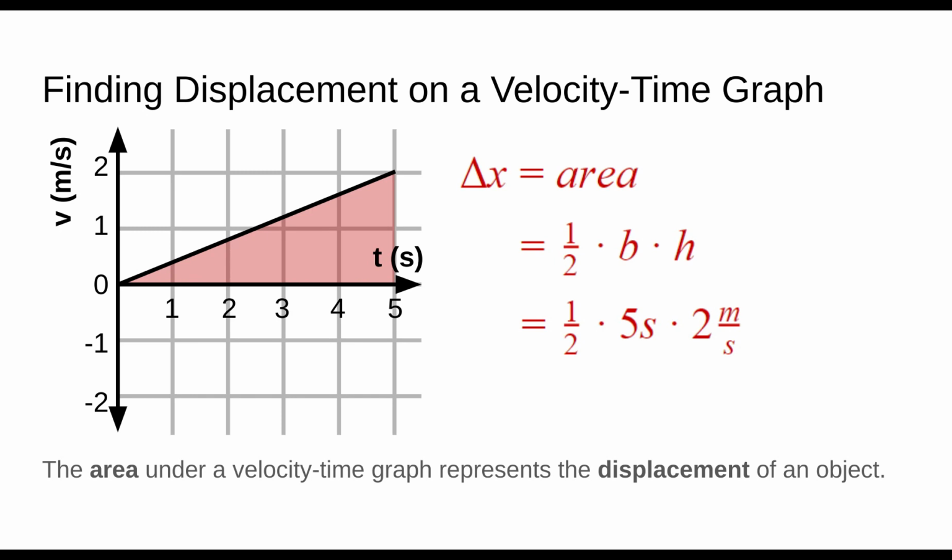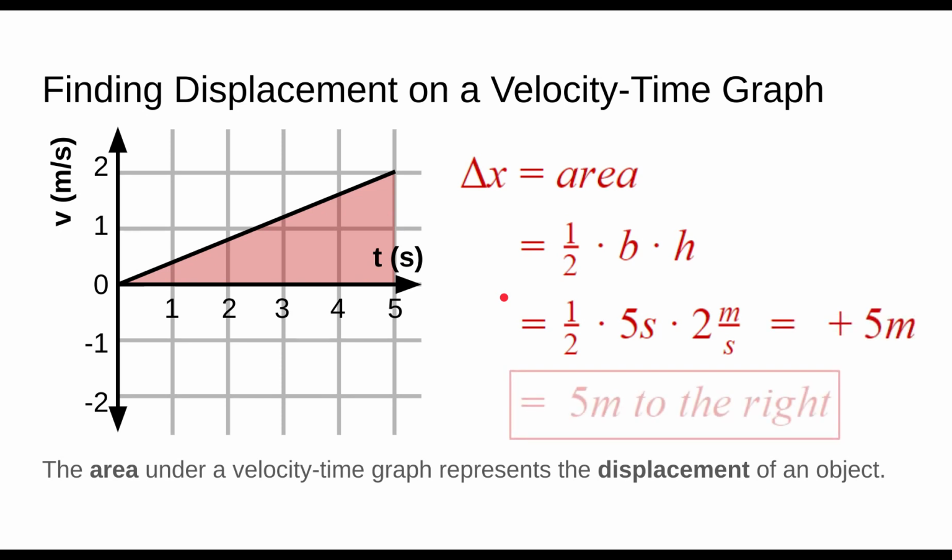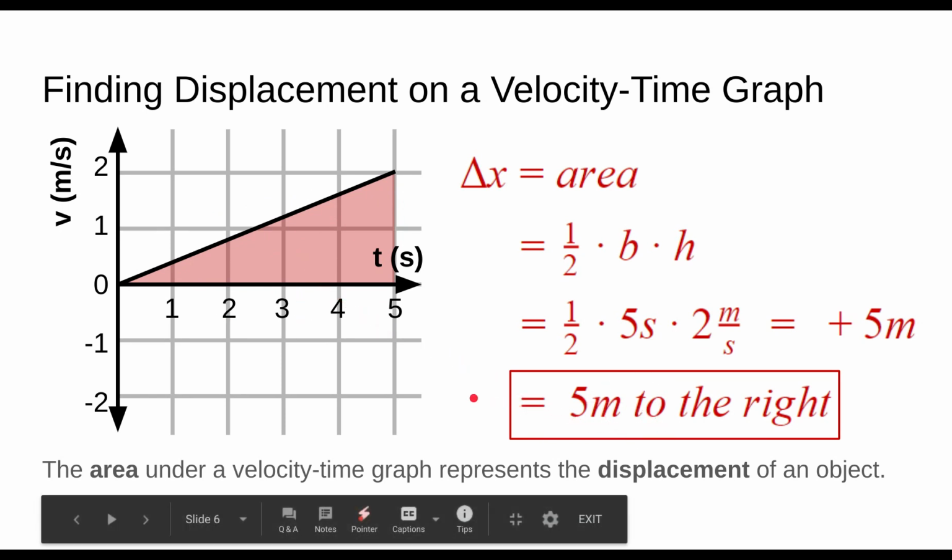And so for this triangle, it is 1/2 times 5 seconds, because 5 seconds is the base of the triangle, and then 2 meters per second is the height of the triangle. And if we multiply these together, we get a positive 5 meters or 5 meters to the right. And so this shaded area here tells us that during this time period, the object moves 5 meters to the right.